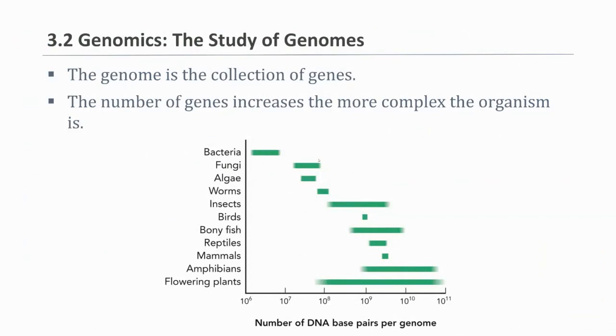Right, then the second topic for the chapter is the genomic. The genome basically is the collection of genes, and the number of genes increases the more complex the organism is. So you can see the number of genes increases when the organism is more complex.